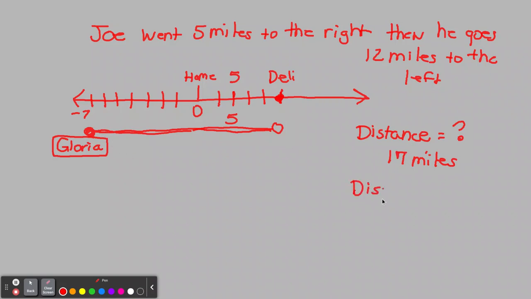His displacement is how far away he is from his house. His displacement is only 7 miles. He's 7 miles away from his home. That's the difference between displacement and distance. Let's look at another picture. Rewind if you have to.